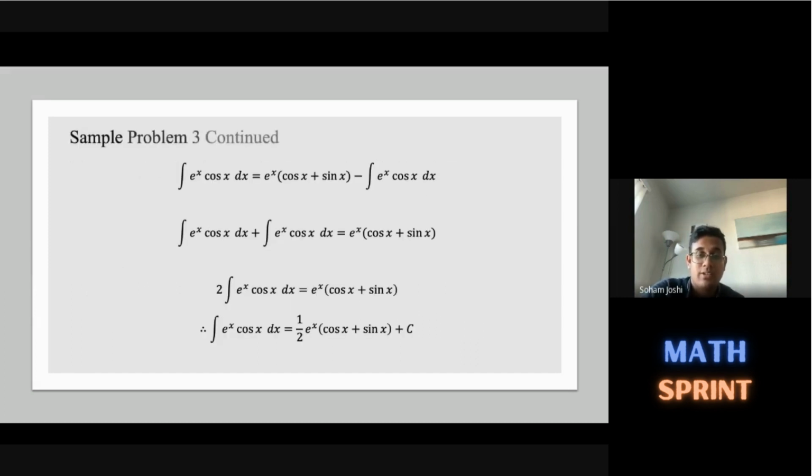Now here's something interesting. The integral that we are trying to evaluate, that is the integral of e to the power of x times cos x, is on the left-hand side of the equation, and also the right-hand side of the equation. So if we put those integrals both on the left-hand side and then add them together, we end up with the expression below, which I'm indicating here. We divide both of the sides of the equation by 2, and we end up with the final answer of 1 by 2 e to the power of x times cos x plus sine x, plus c.